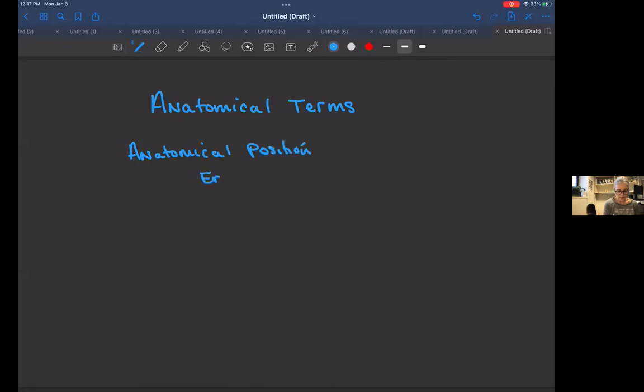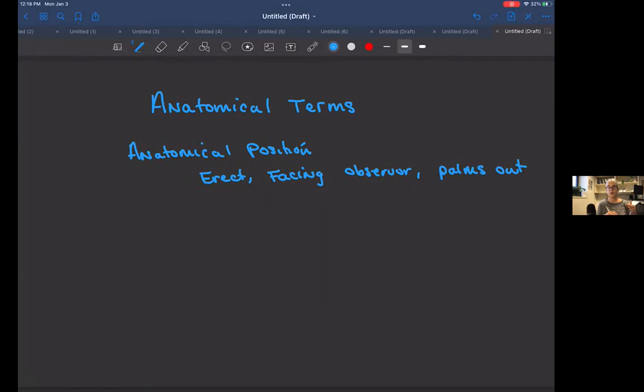So this is erect, facing the observer, and with palms out. Okay, if you've ever taken a yoga class, this is actually what is referred to as mountain pose. It's kind of interesting. Okay, so we also have anatomical descriptors.